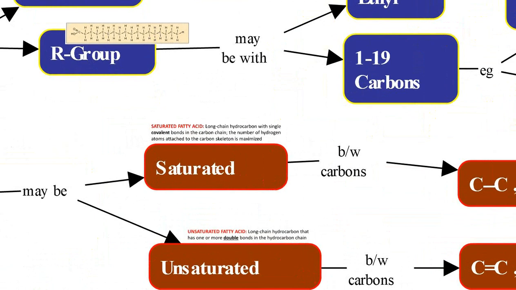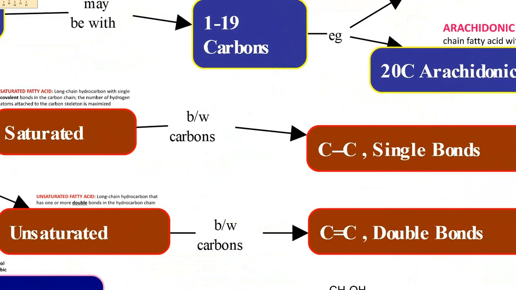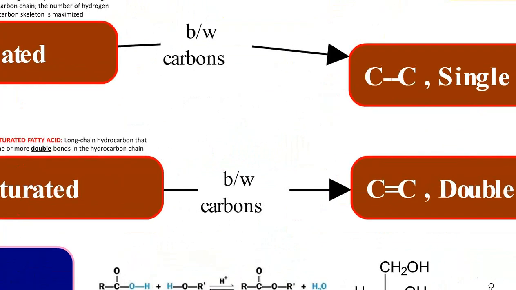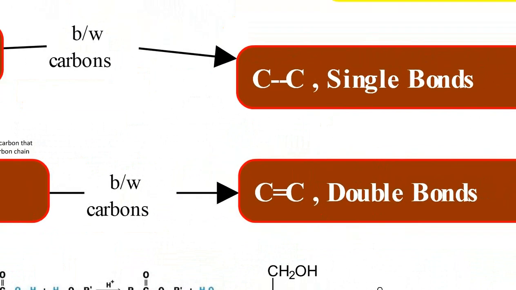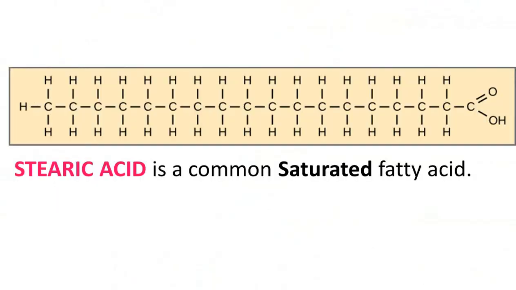The side chain may be saturated or unsaturated. In saturated fatty acids, usually a single bond is present between the carbons, whereas in unsaturated fatty acids, a double bond is present between the carbons in the side chain. Here stearic acid is a common example of a saturated fatty acid, and here we see the single bonds present between the carbons in the side chain.